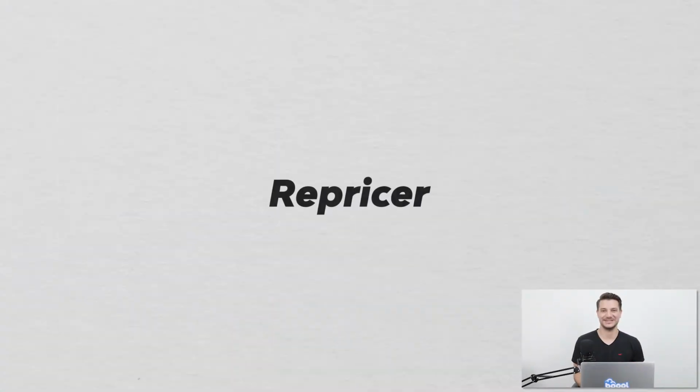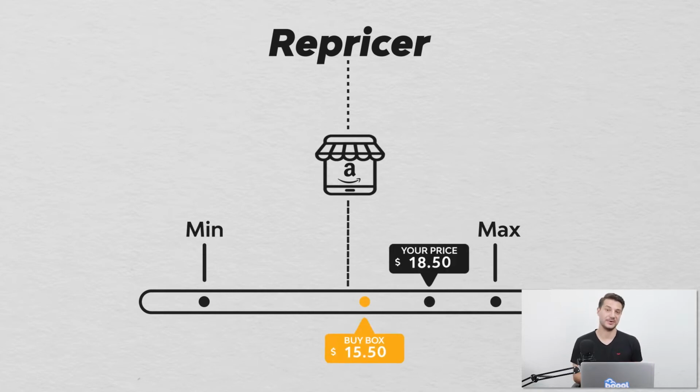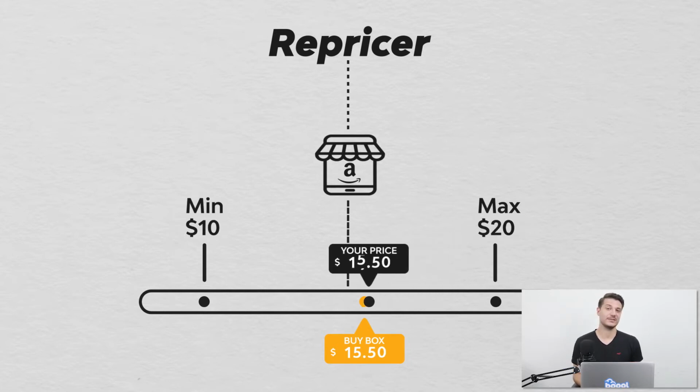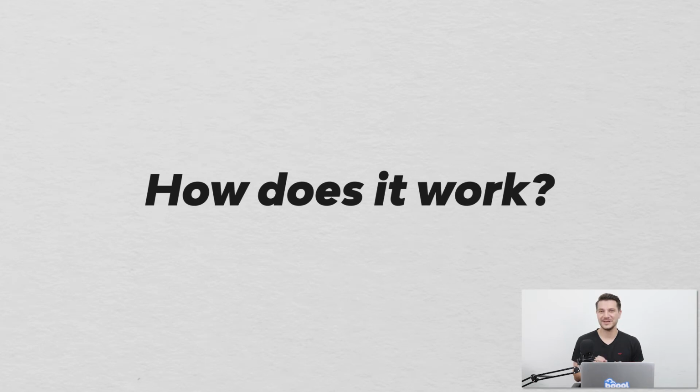So, what is a Repricer? It's a third-party software that can be connected to an Amazon store, and it constantly monitors your prices and your competitors' prices. When it's given some min and max prices to work with, a Repricer can change the price of your listings automatically to ensure that it's always competitive. But how does it really work? So let's get a bit more technical.